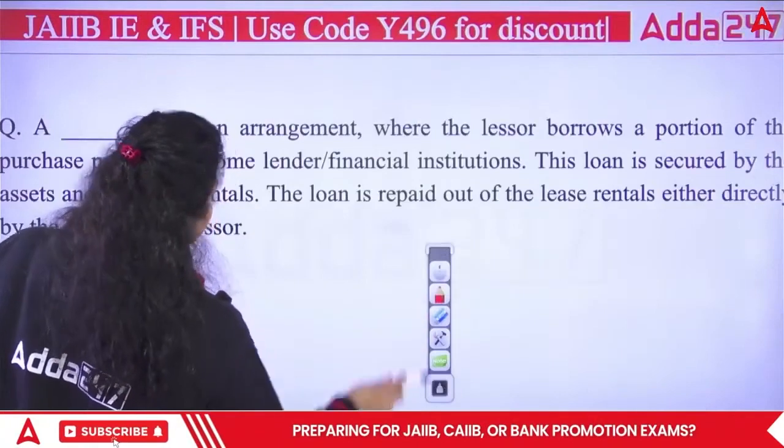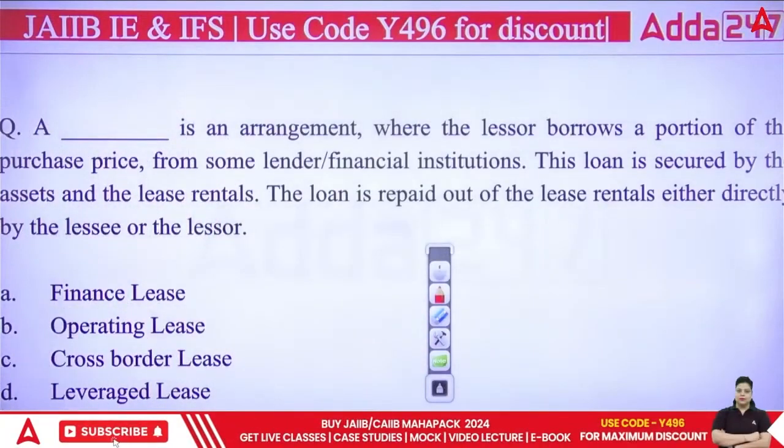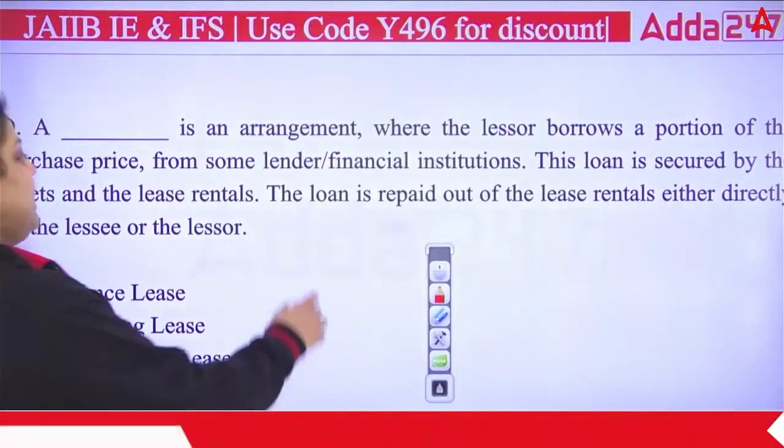Now, the next question is talking about a dash is an arrangement where the lessor borrows a portion of the purchase price from some lender or financial institution.